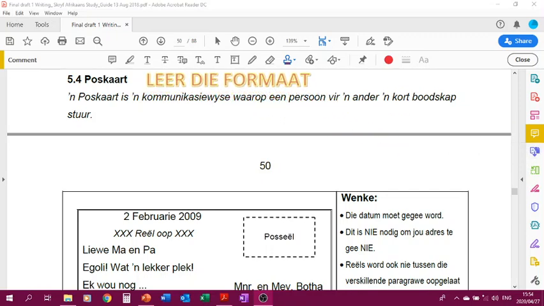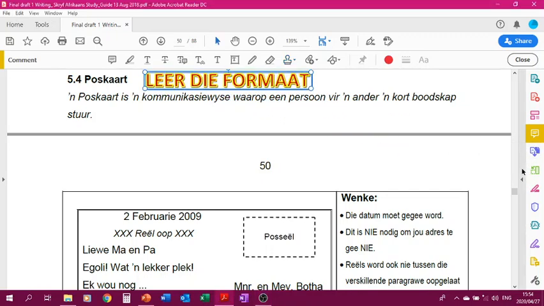Alright, julle volgende is dan nou die poskaart, postcard. 'n Poskaart is 'n kommunikasiewyse waarop een persoon vir 'n ander 'n kort boodskap stuur. So it's a way of communication where one person sends a short message to someone else. It's usually things like when you're on holiday, you would send a message to one person.